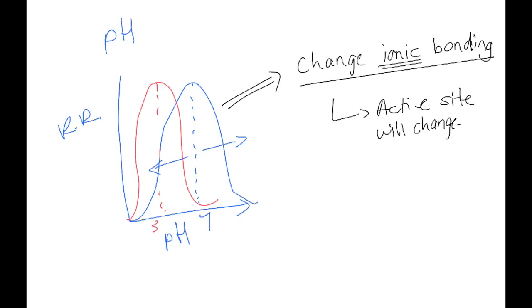So this particular enzyme might be active in the stomach, whereas this enzyme might be active in the blood. So pH is very important to have an optimal pH because it will affect the ionic bonding, which will change the active site, which will then make the substrate not complementary.